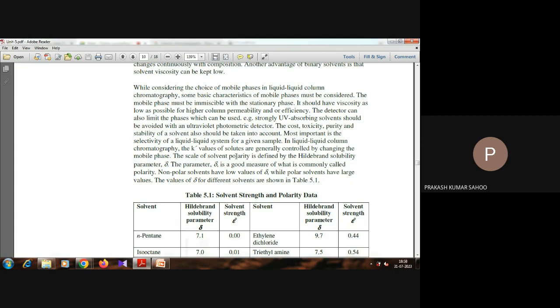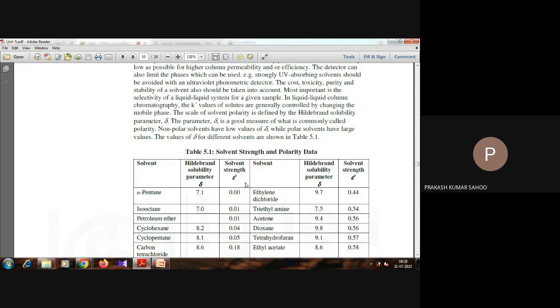In liquid-liquid column chromatography, the distribution constant values of the solutes are generally controlled by changing the mobile phase. This distribution constant will change by changing the mobile phase, because K is concentration in the mobile phase divided by concentration in the stationary phase. That's why if we change the mobile phase, the K prime or distribution constant value will change. The scale of solvent polarity is defined by the Hildebrand solubility parameter delta. This parameter is a good measure of what is commonly called polarity.